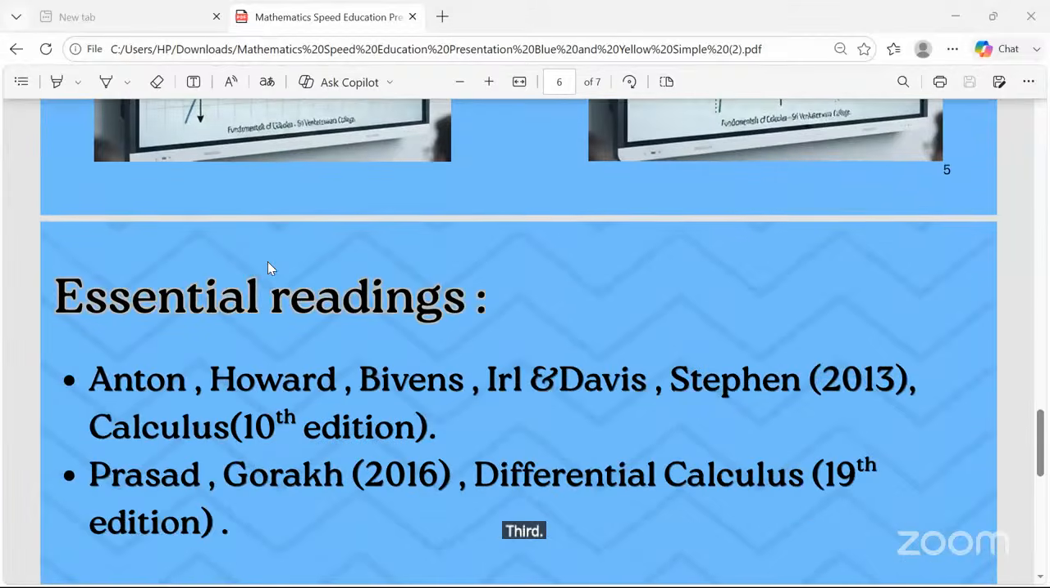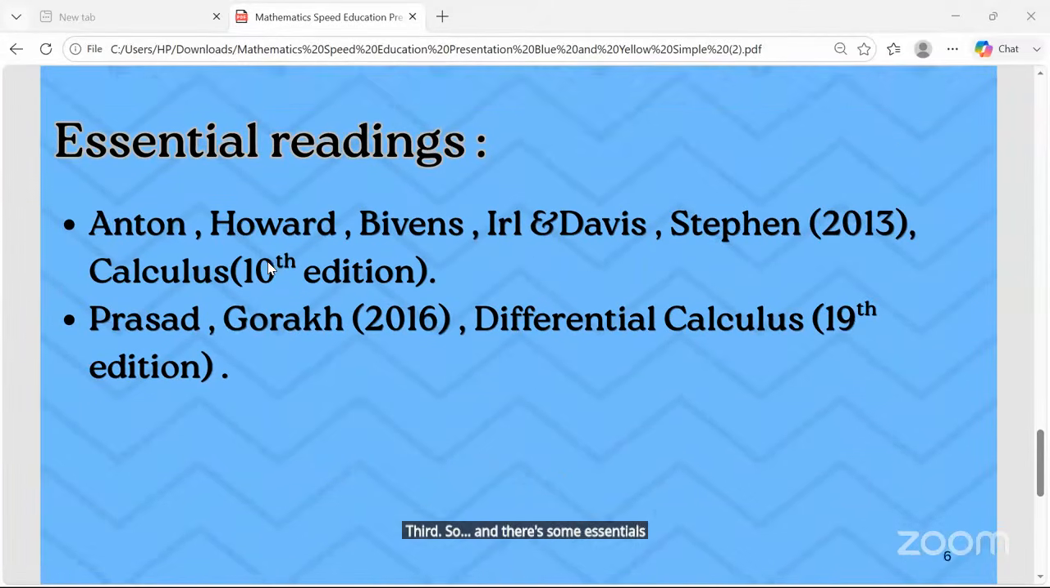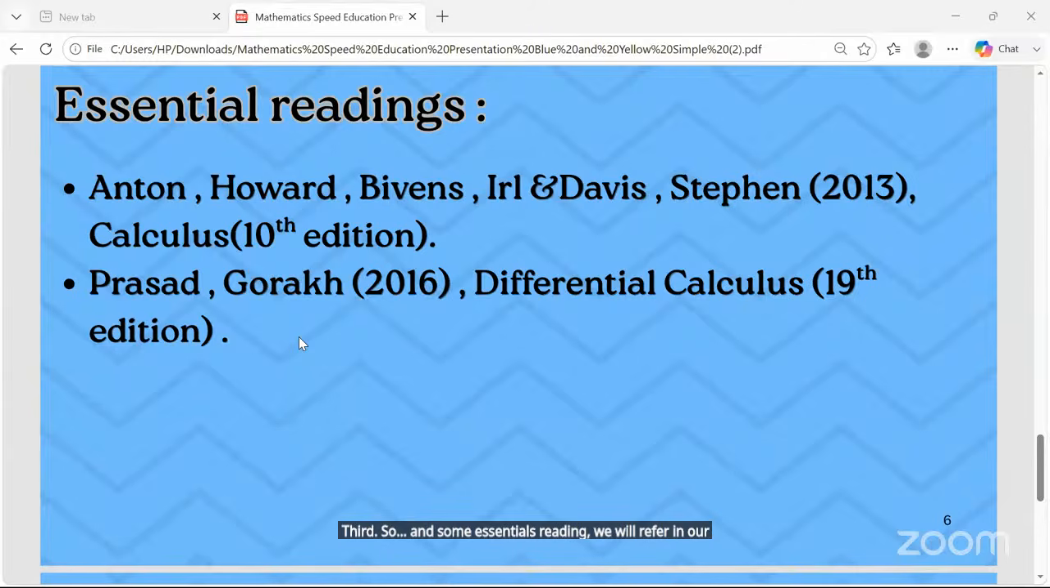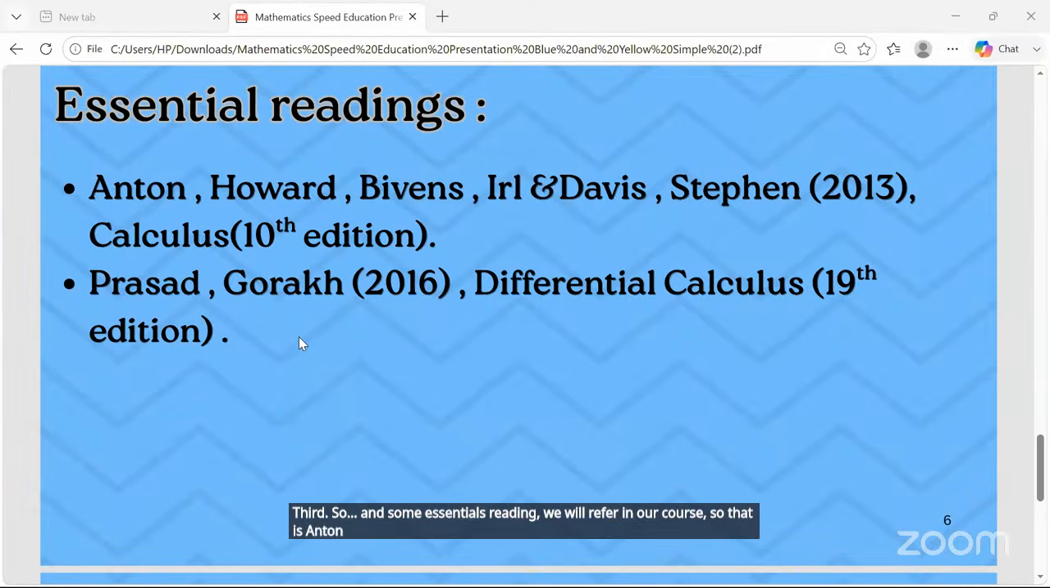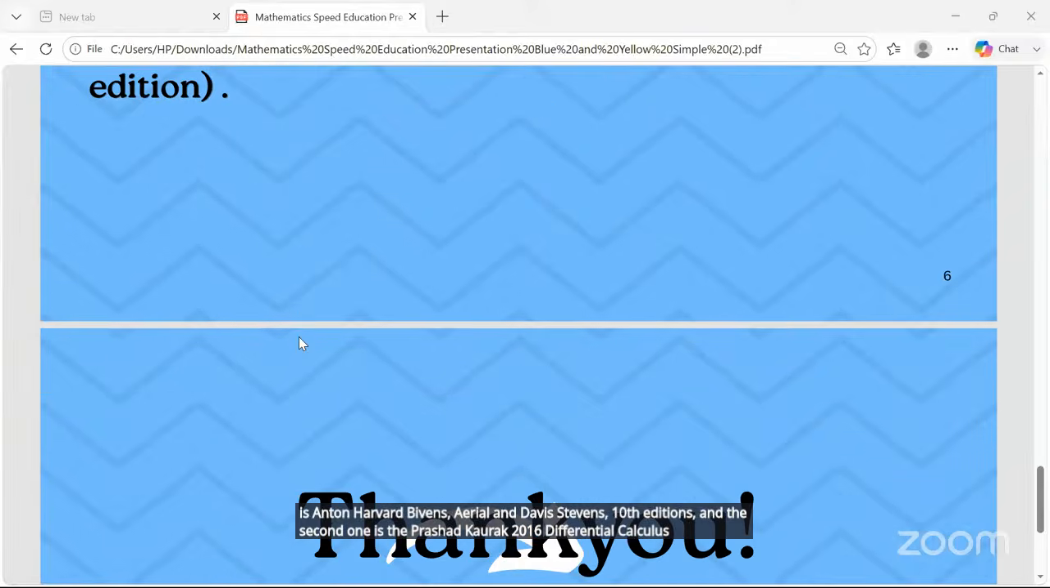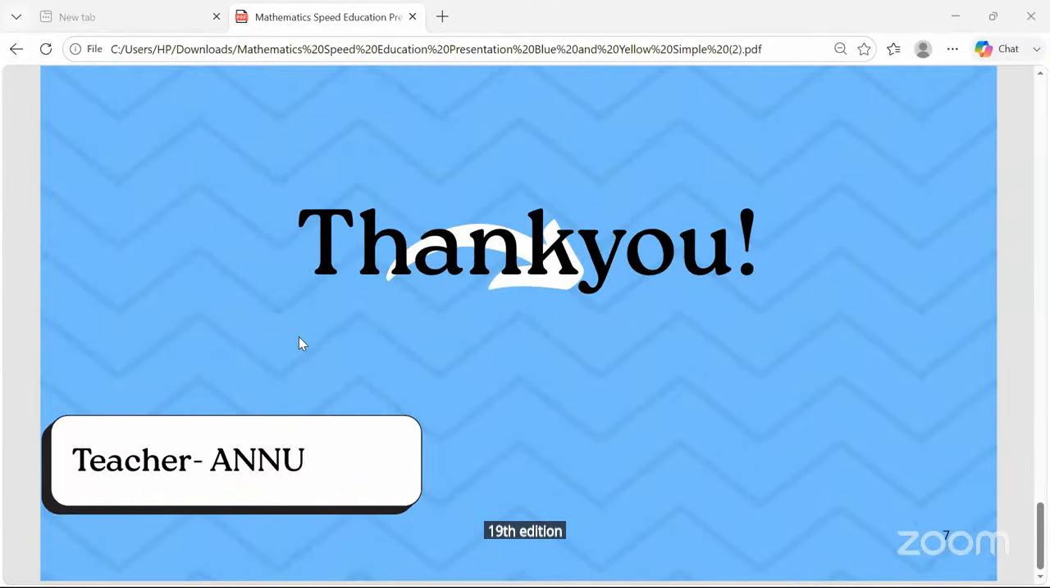We will refer to some essential readings in our course. That is Anton, Howard, Bivens, Irl and Davis, Stephen, 10th edition, and the second one is Prasad, Gorakh, 2016, Differential Calculus, 19th edition. Thank you. I will take this course in this semester.